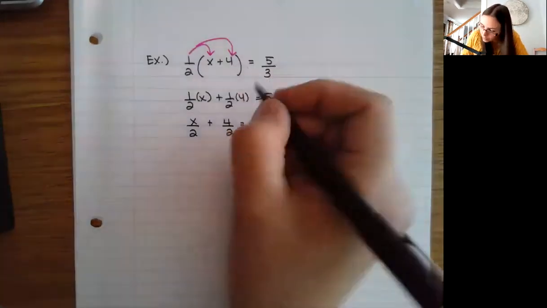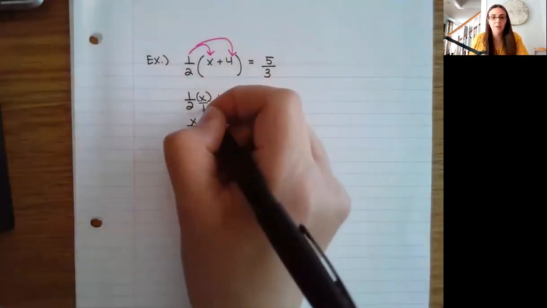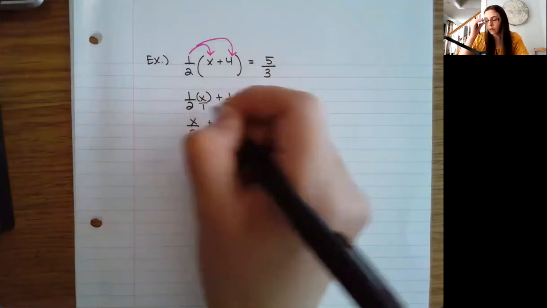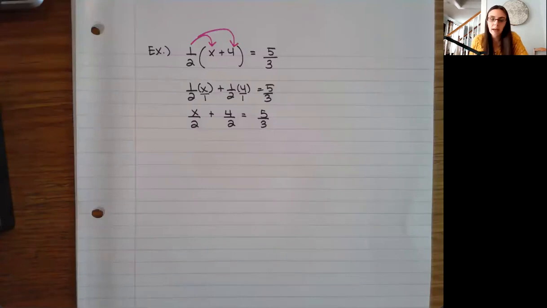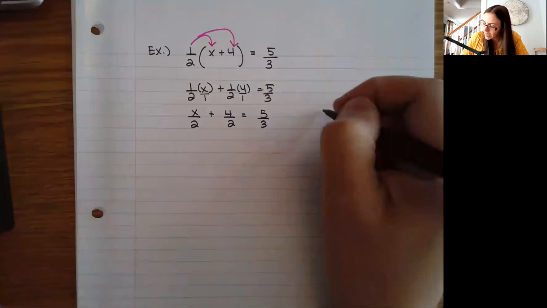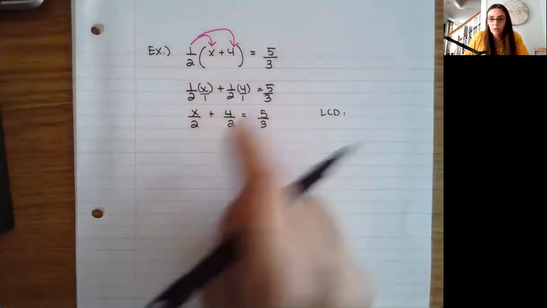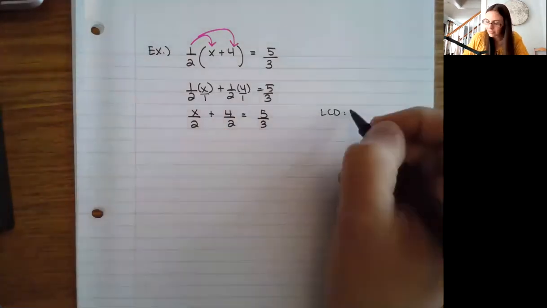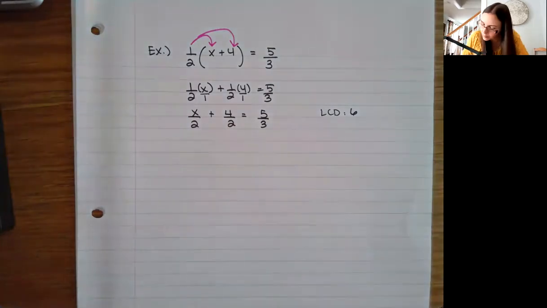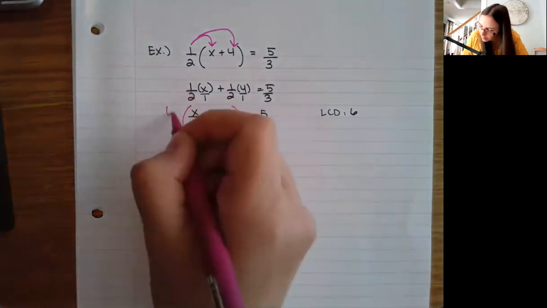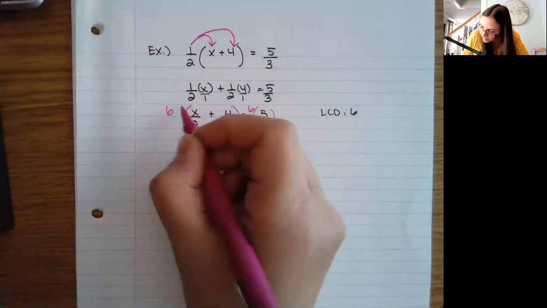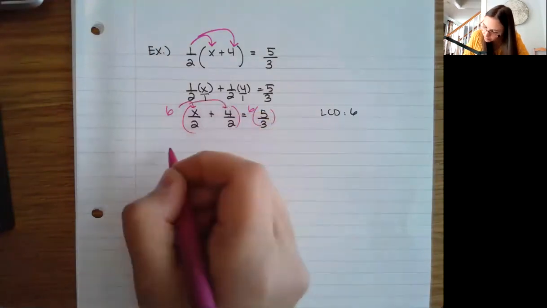And again, if I need to here, you can always put these over 1 to help you stay organized. Now, I can simplify 4 over 2 to 2. So if you want to do that, you can, but I'm going to cancel the fractions anyway, so I'm not going to worry about it. And I am going to notice that my denominators are 2 and 3. So my LCD is going to be 6 here. So I'm going to multiply both sides by 6. So that means that we end up distributing that 6 throughout everything.